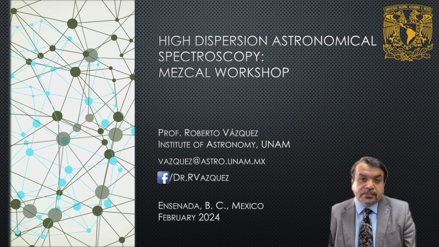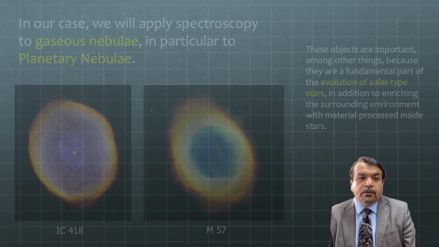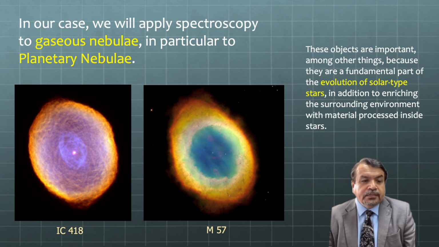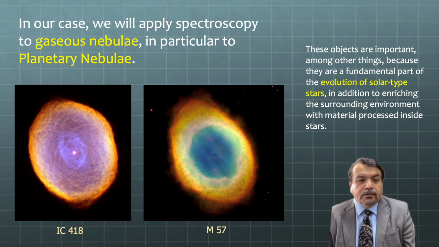Well, let's start with planetary nebulae. In our case, we are going to apply spectroscopy to gaseous nebulae, in this particular case, planetary nebulae. We have here two examples of this type of image: one is IC 418 and the other is M57. These images were captured using the Hubble Space Telescope, and they provide us with a glimpse of the characteristics of these objects, including their central star and the surrounding shell in the star's environment. Further explanation will be provided later.